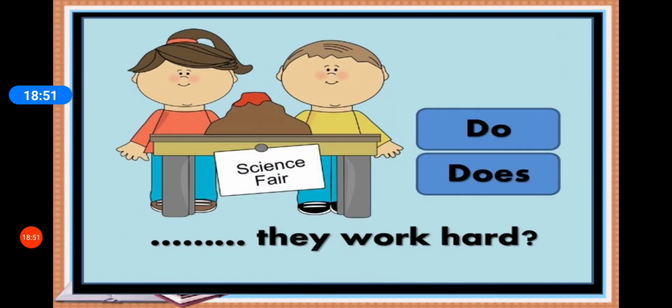Next one. Dash they work hard? Do they work hard or does they work hard? Again, we have to pay attention to the subject about whom we are talking. We are talking of they. So, the rule says, with I, we, you, they and plural nouns, we use do. So, do they work hard?